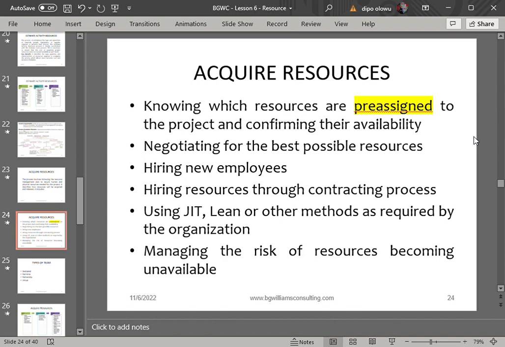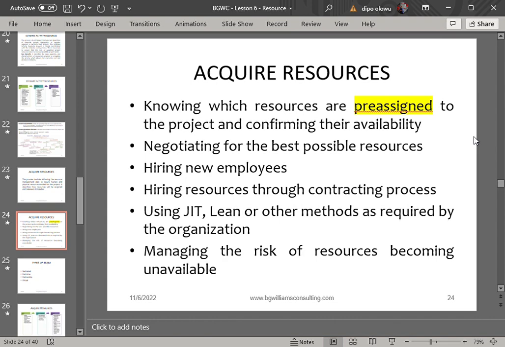Now, let's assume that you are discussing with your sponsor a project that you are planning to work on. All right? So both of you are discussing that project. Let's say, for example, the project is to build a mini stadium. You need to construct a mini stadium, and they tell you the reason why they're embarking on the project.